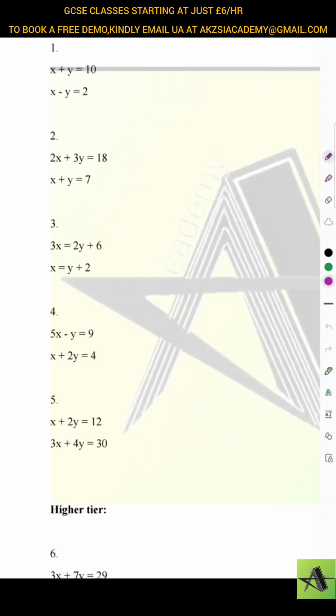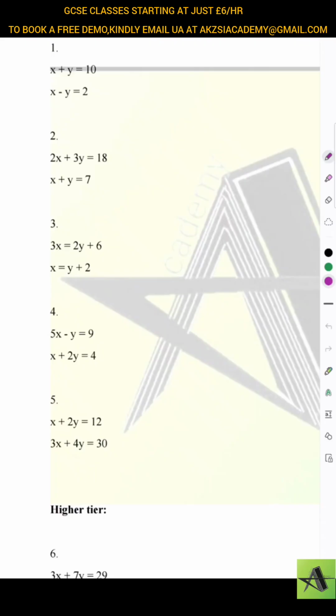Today we are doing the linear simultaneous equations worksheet. In the previous video I already explained the theory part, how to solve this, and this part is for both foundation and higher tier. I have divided the questions into two parts, for foundation and for higher tier. These are the foundation questions, but that doesn't mean you'll find them only in the foundation tier paper. You can find them in the higher tier paper as well, but the higher tier questions are those that you cannot find in the foundation tier paper. Okay, so let me start with question number 1.